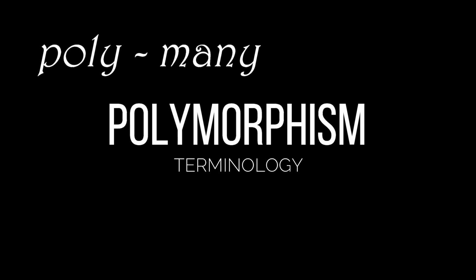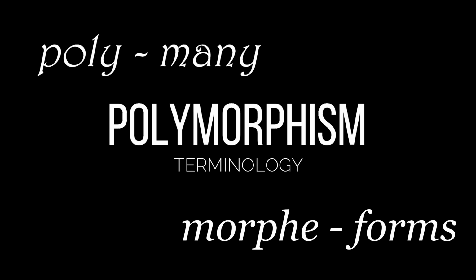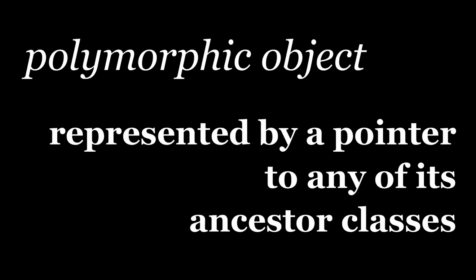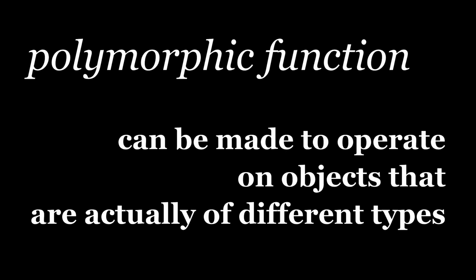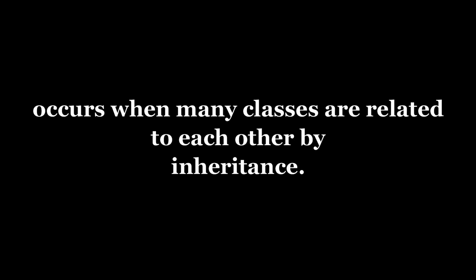What is polymorphism? The word polymorphism came from the Greek roots poly, which means many, and morphe or morph, which means form. So basically, a polymorphic object can take on many forms. It can be represented by a pointer to any of its ancestor classes. A polymorphic function can also take on many forms, or it can be made to operate on objects that are actually of different types. Now, since polymorphism means many forms, it occurs when we have many classes that are related to each other by inheritance.